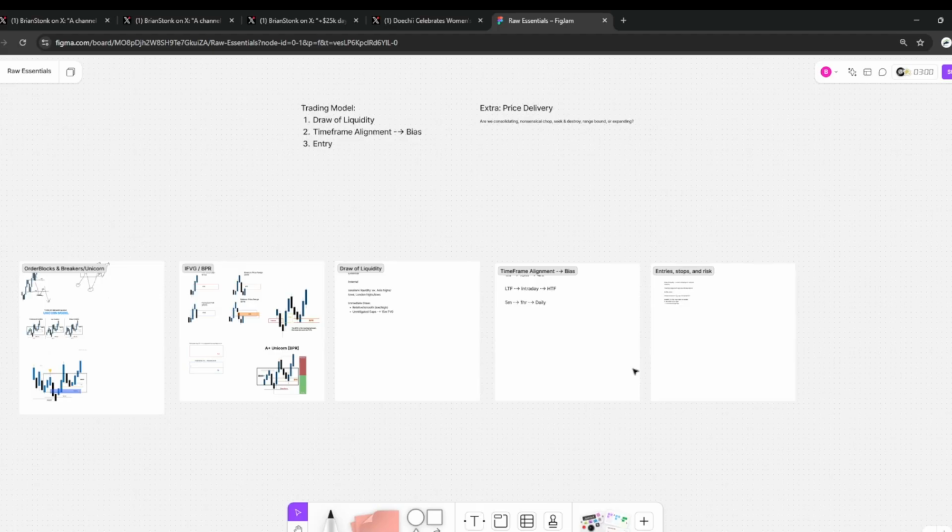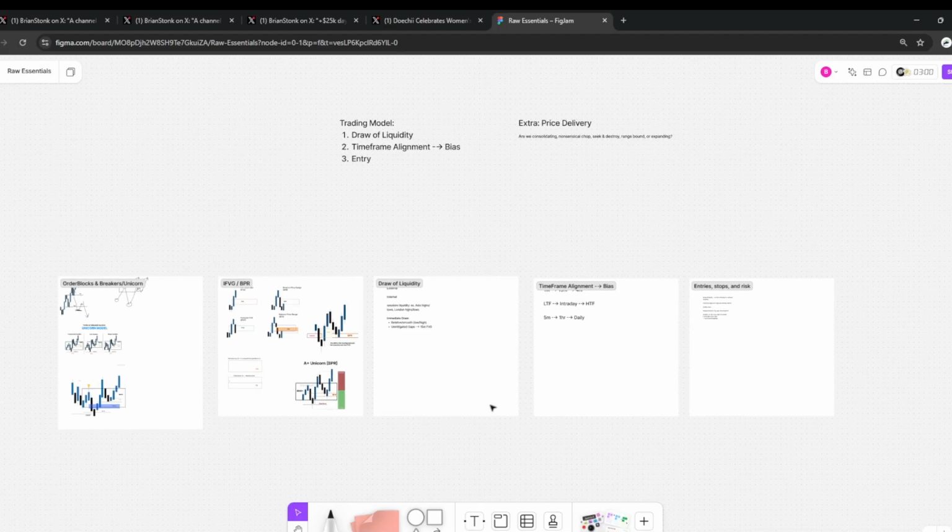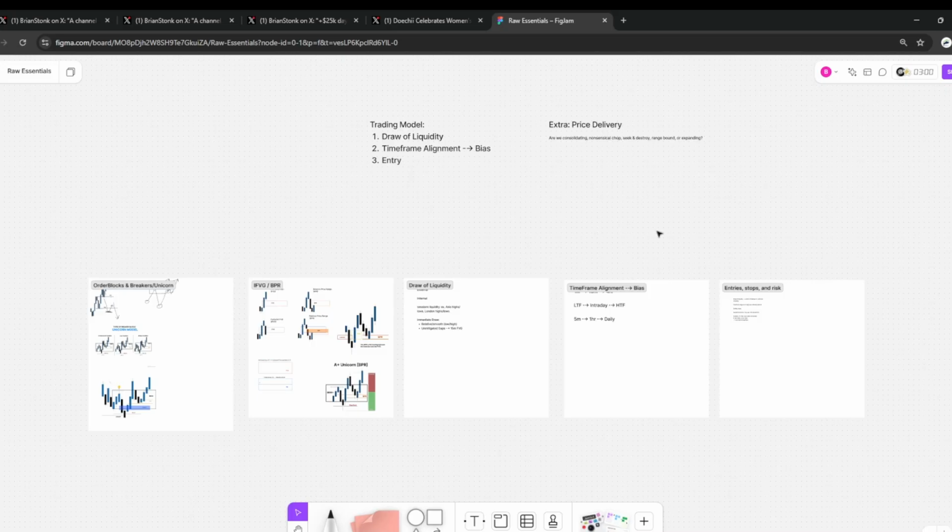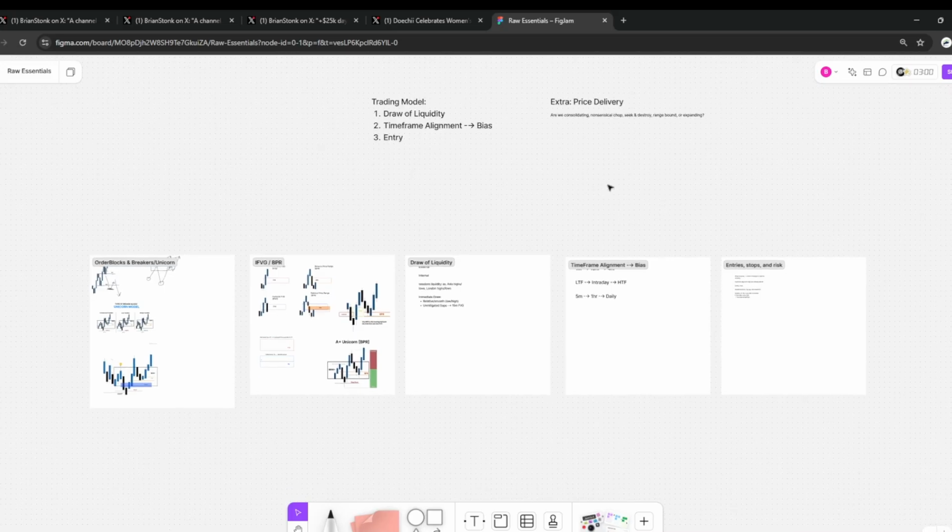So hopefully that is something that would help you guys trade alongside with me. It's basically the raw essentials. That's the first part. Comment below what else you want me to dive into. I think this price delivery is the next part. We can look at more examples, more live examples, as well as more advanced theories. This is basically a beginner's touch here.